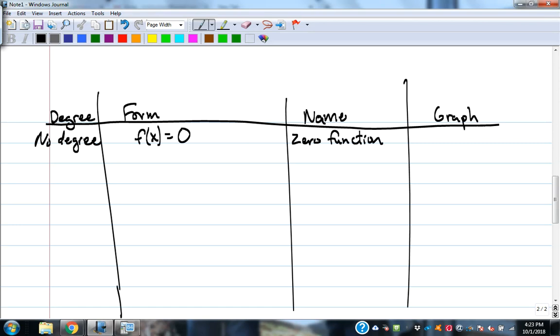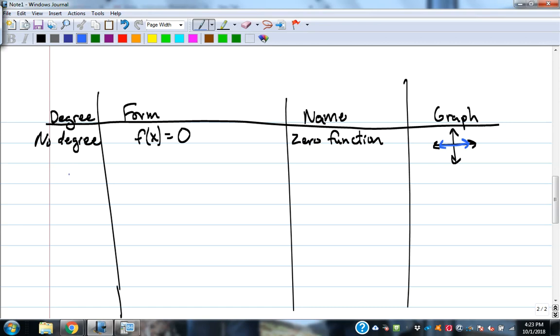Okay. Its graph, you've got the coordinate plane, it's just a line that lays right on top of the x-axis is all that is. So the zero function, f of x is equal to 0. It has no degree, and it lays right on top of the x-axis.